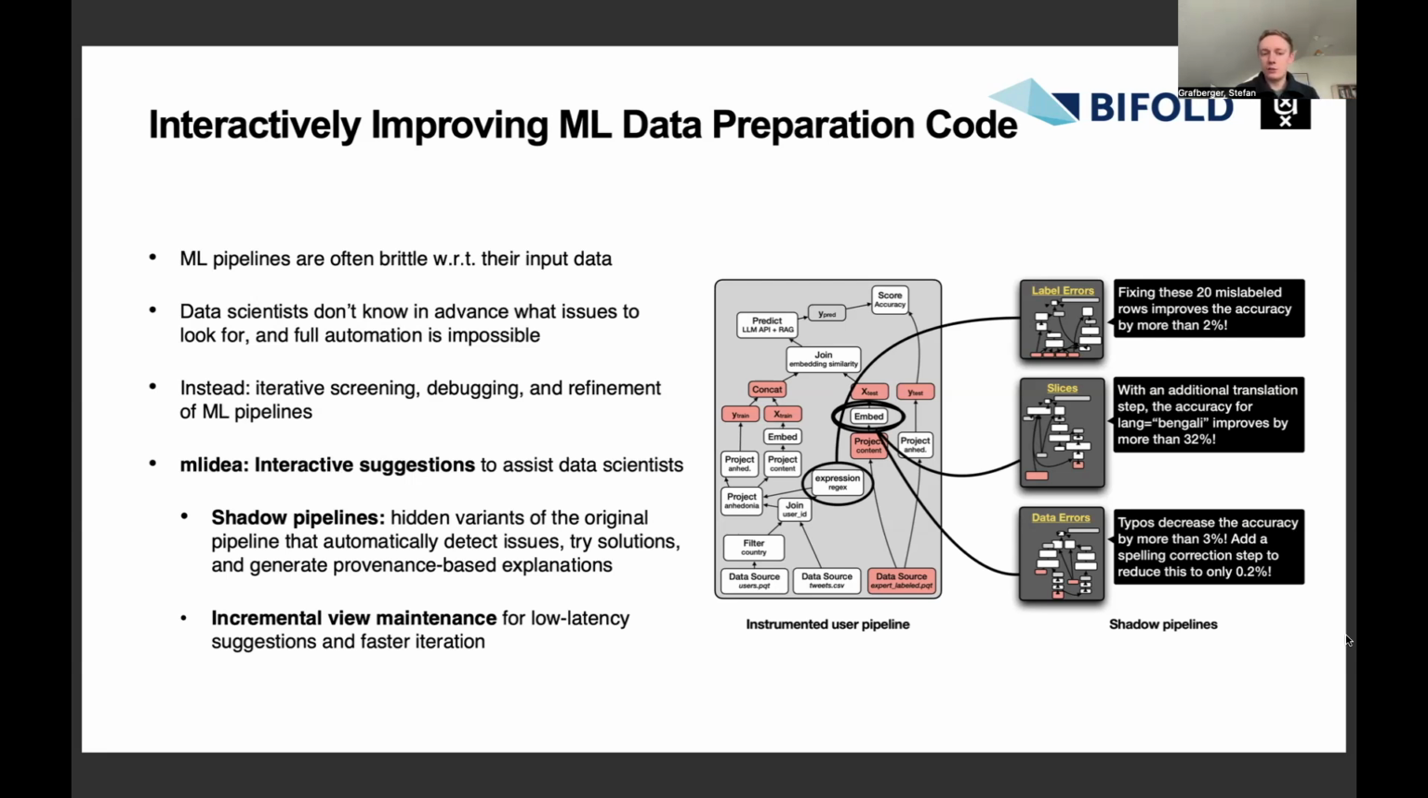And the idea is to use shadow pipelines, which are hidden variants of the original pipeline, automatically detect issues, try out different possible solutions, and generate provenance-based explanations. And use incremental view maintenance to make all of this low latency and enable fast iteration. So now let's look at an example.